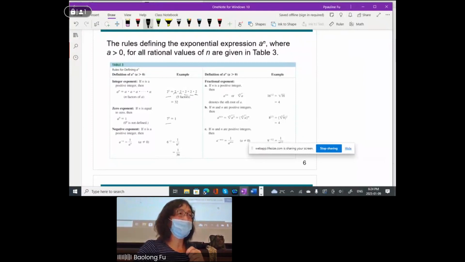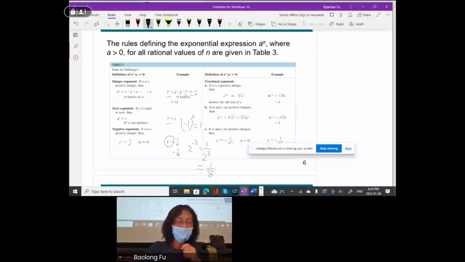Anything raised to power 0 is 1. For example, -1 raised to power 0, that is 1. Anything raised to a negative power equals 1 over the positive power. So for example, 2 raised to power -3 is the same as 1 over 2 raised to the positive power, and this is further equal to 1 over 8. So those are the exponents.